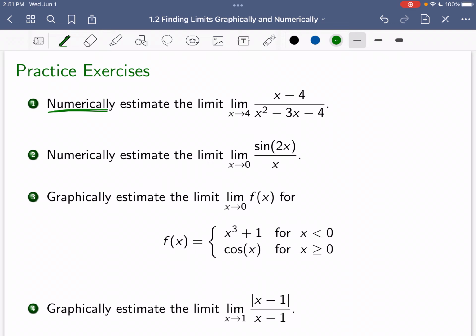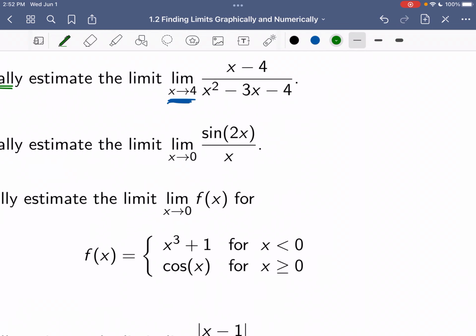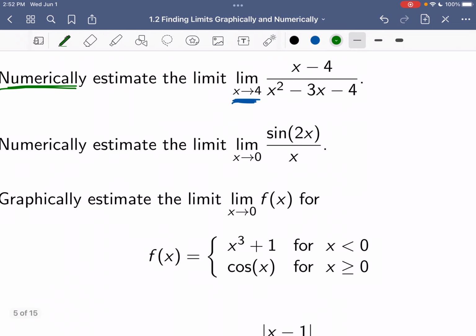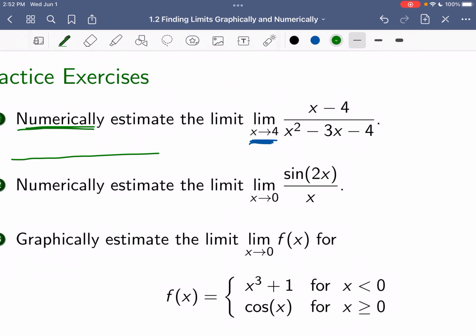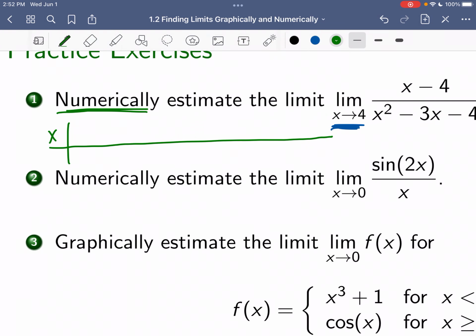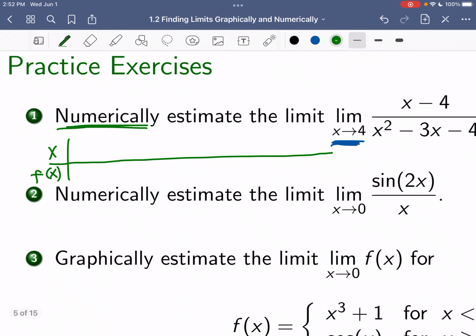Right? So our x value, we see that right here, is getting closer and closer to 4. So we're going to choose values on either side of 4 and plug those in. We're numerically estimating that, so we're creating a table, and we're going to see what happens. Does it appear to be settling down on a specific value? So we'll have our x value and f of x. We're choosing values on either side of 4.